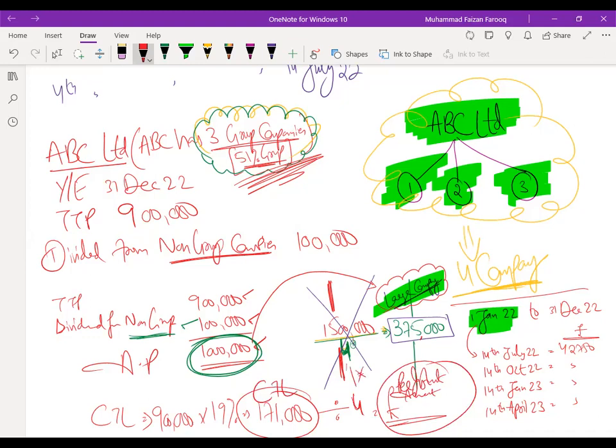Okay, but why did we calculate the 4 companies thing? We didn't calculate for 4 companies. We just calculated for ABC, and we just identified the dates for ABC Limited only. But ABC has investment in 3 more companies. So what the tax authorities are saying is that if you have invested in another company more than 51%, then you are the one and they are your subsidiaries.